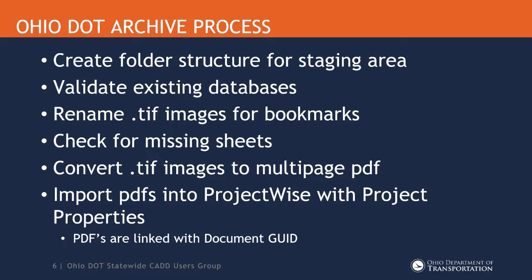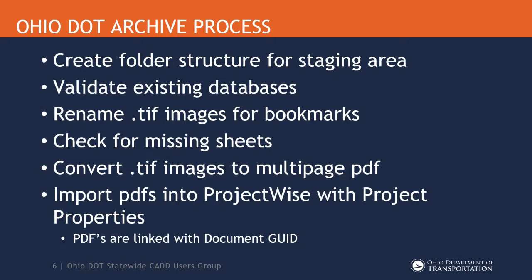We wanted to rename the TIFF images so you can easily view those pages through bookmarks. We wanted to look for missing sheets. We've opened the title page quite often and found that some of the sheets in the plan set were actually missing, so we wanted to mark those and find those missing sheets if we can. And once we get the staging area set up, we wanted to convert all those TIFF images into a multi-page PDF. That way it's easier to view, and you also have that bookmark capability to easily go to the right-of-way section or geotechnical section.